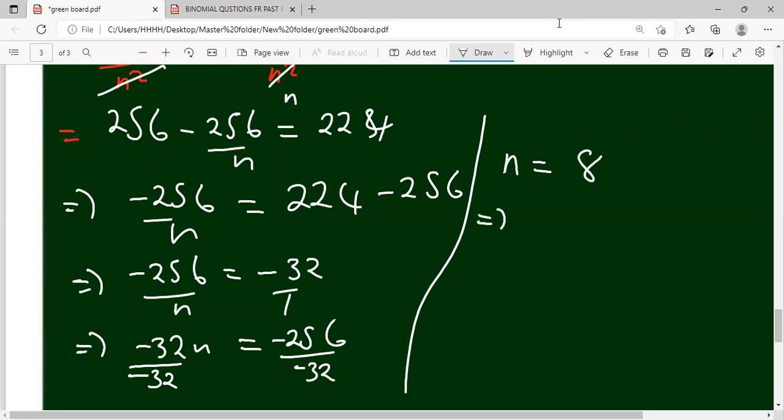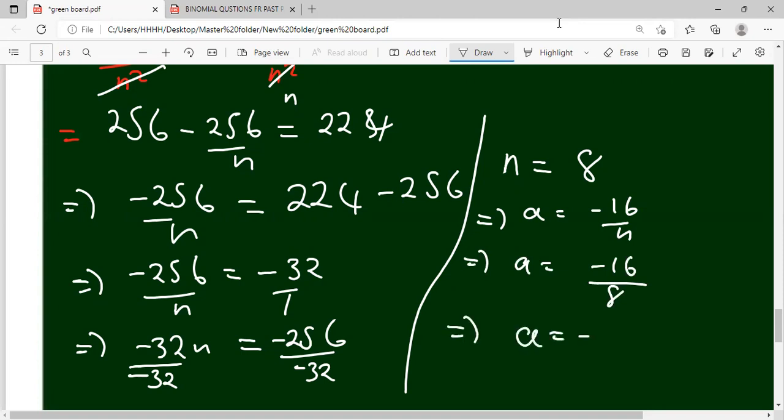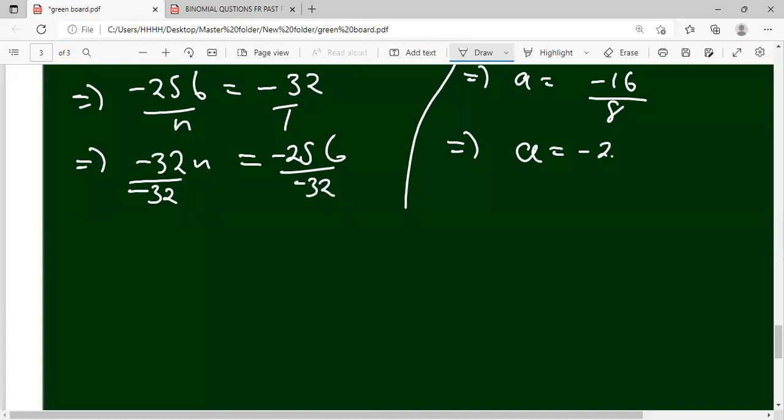This implies that to find a, we can pick what we got. We said a was equal to negative 16 over n, but our n is 8. So this implies that our a is negative 2. Basically, those are our answers. I hope those things are easy. So therefore, a is negative 2 and n is equal to 8. Okay. Yeah, it's as simple as all that.